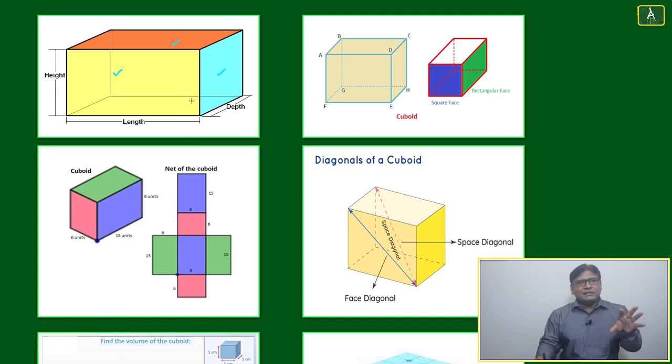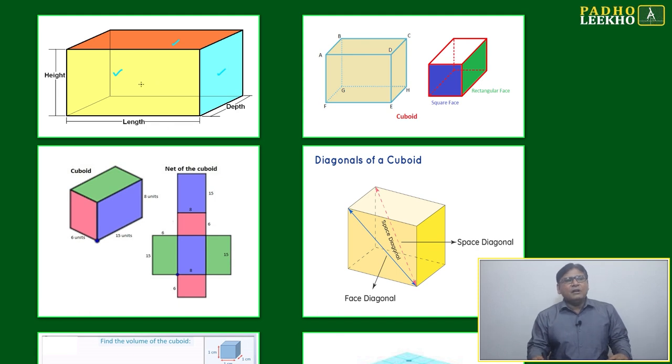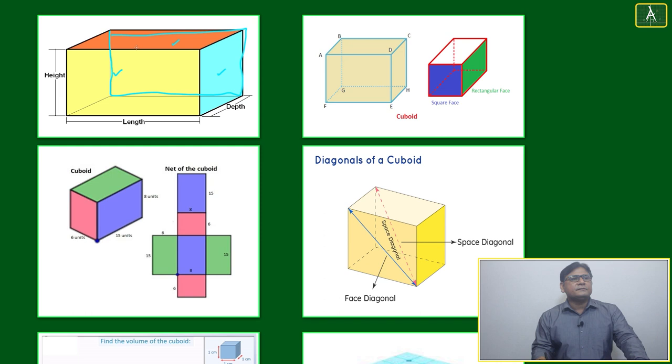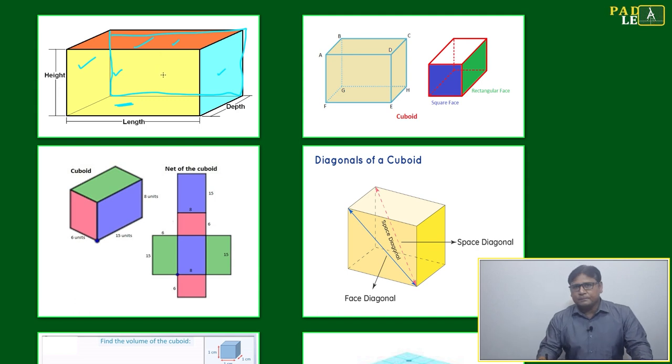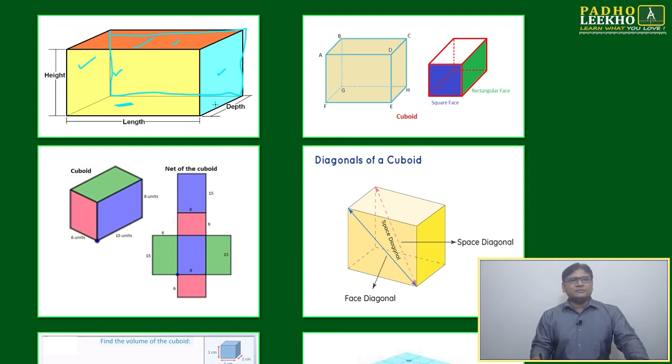Just suppose this cuboid is given, and it is written that opposite faces are painted with three different colors. It means we can assume here, if this is yellow, then just opposite of this, this face must be yellow in color. This face must be blue in color and the bottom face must be red in color. This is length, this is height and this is depth or width, whatever you want to say.